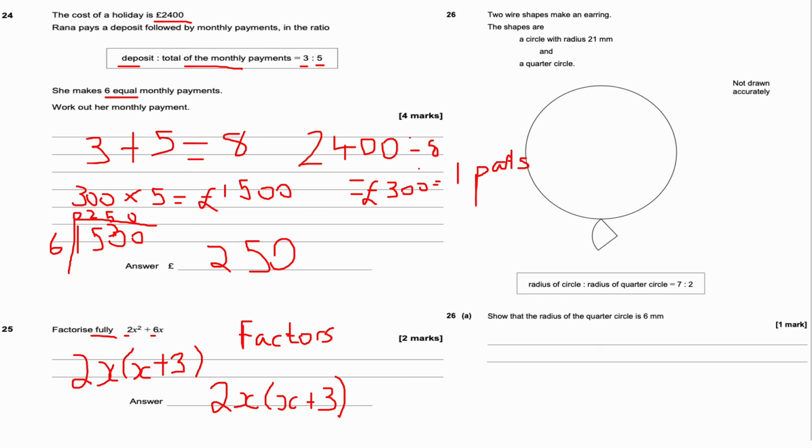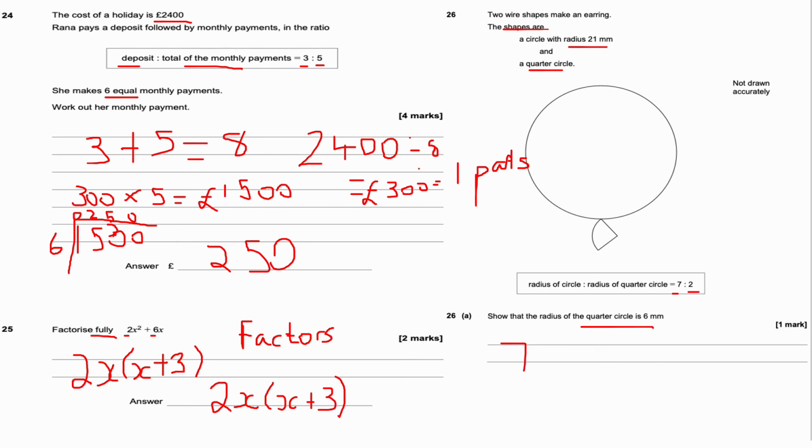This is question number 26, guys. Two wire shapes make an earring. The shapes are a circle with radius 21 millimeters and a quarter circle. The radius of the circle to the radius of the quarter circle is 7 to 2. Show that the radius of the quarter circle is 6 millimeters.